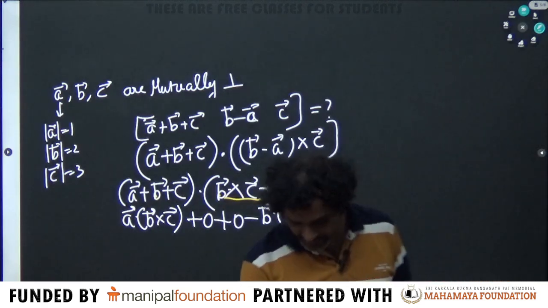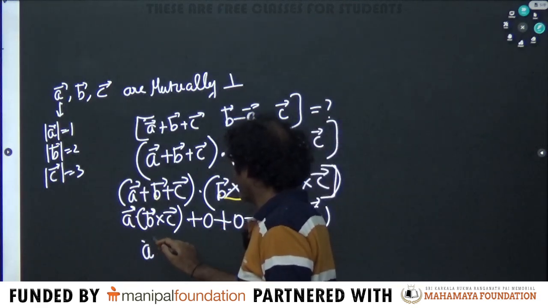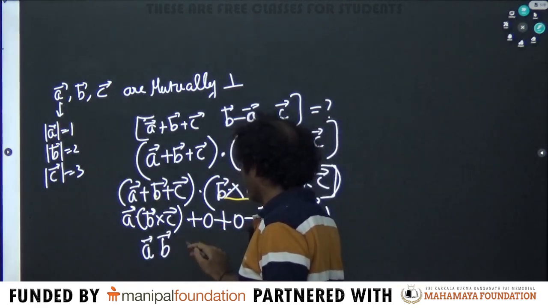Are you all with me? Yeah, this is a big task that you achieved. So this is A, B, C.